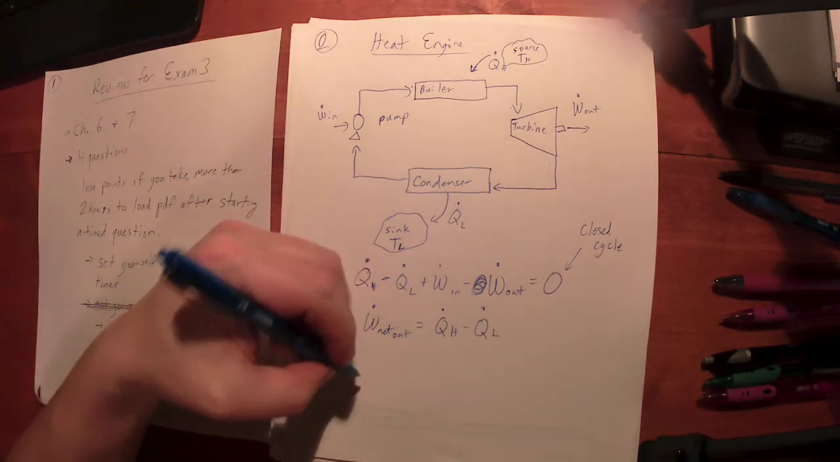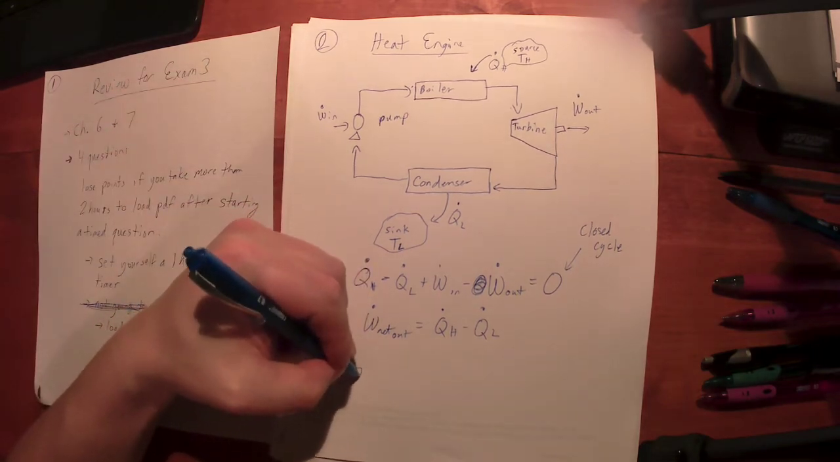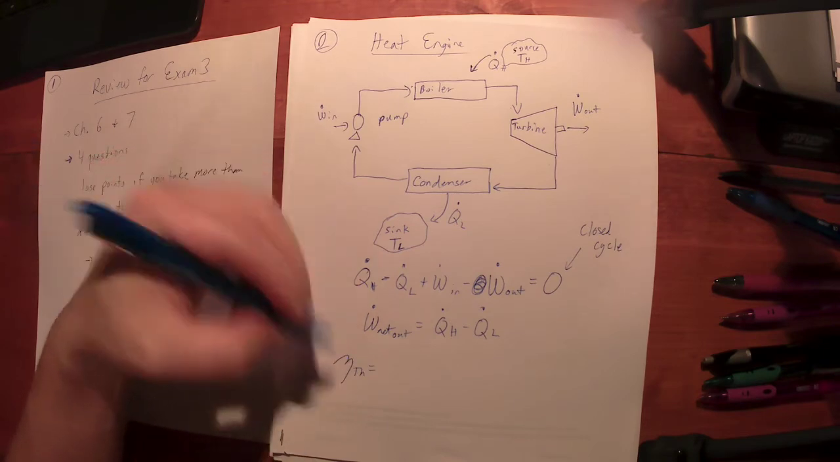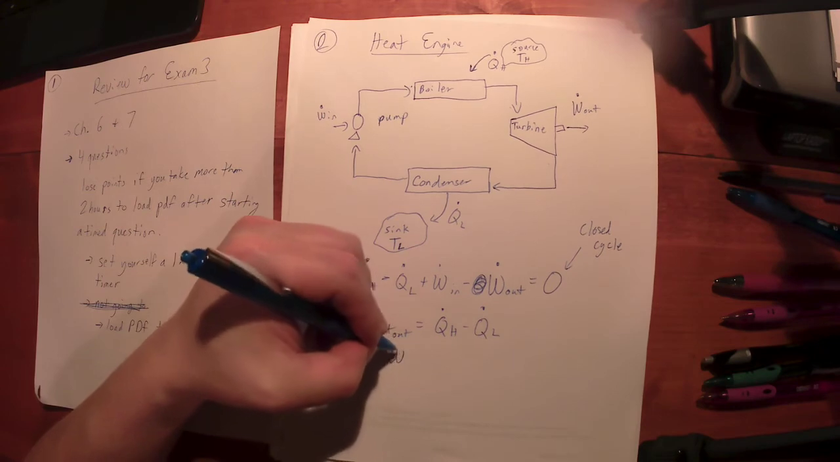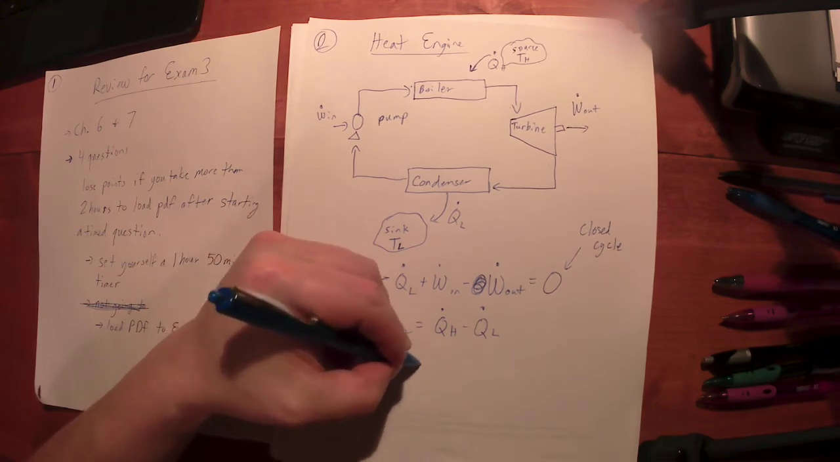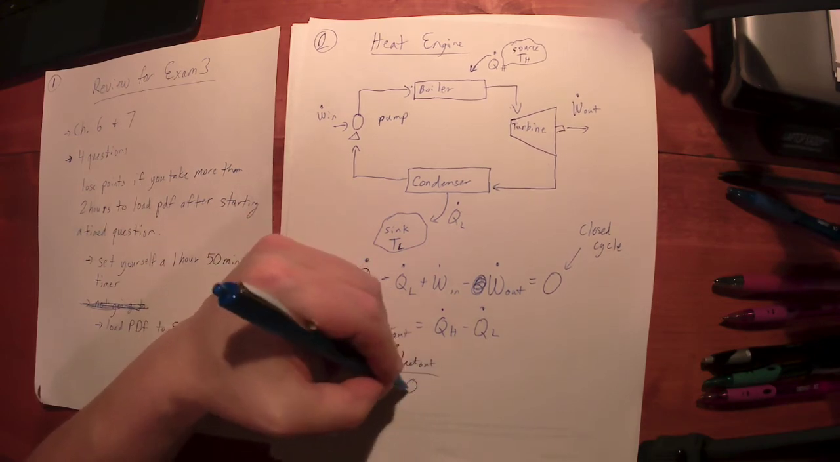of heat in. The thermal efficiency for any heat engine, efficiency sub TH, is always going to be what we want, the net power output, divided by what we have to do to get it.